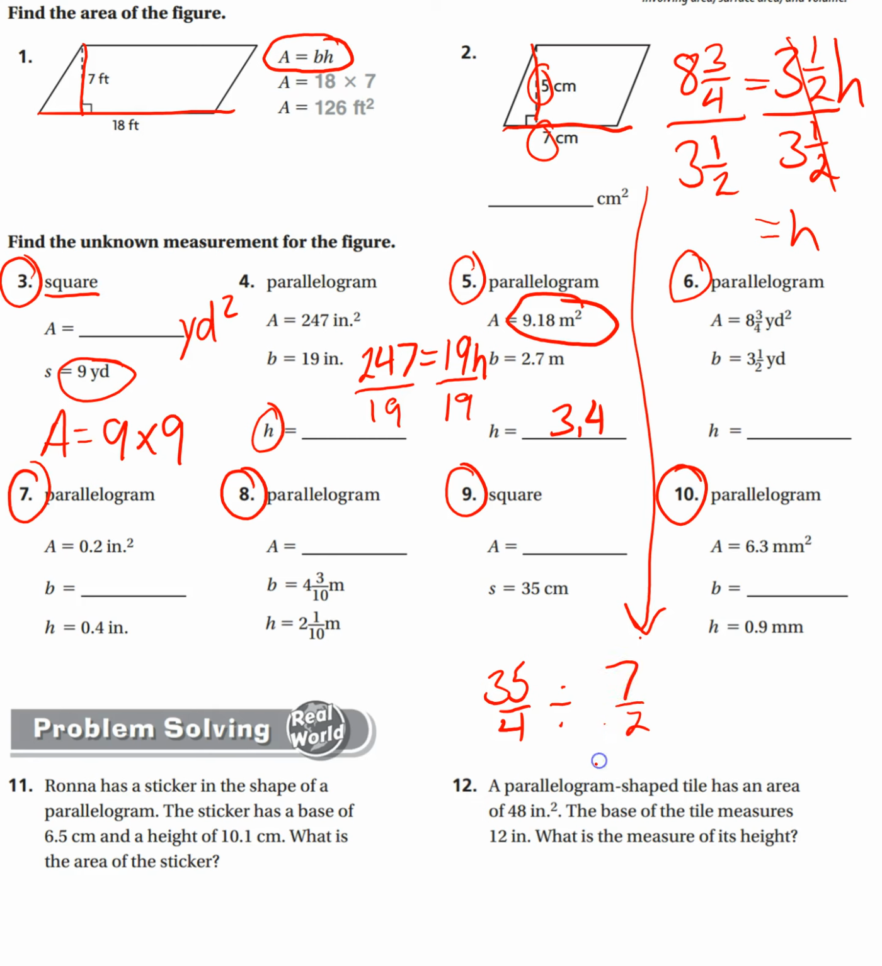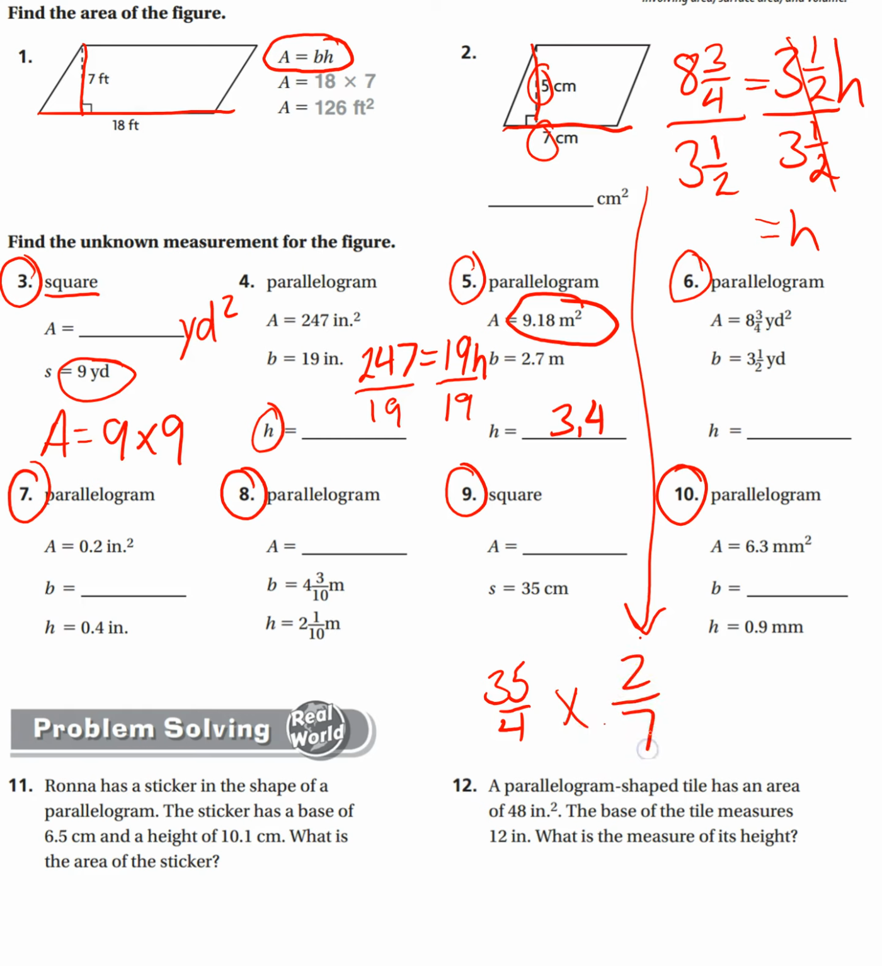Now, since we have halves and fourths, I could change these both to fourths and divide straight across. Or I could do copy, change, flip as well. I could make a model, a lot of different ways to solve this. I think the most popular is copy, change, flip. So let's go ahead and do that.